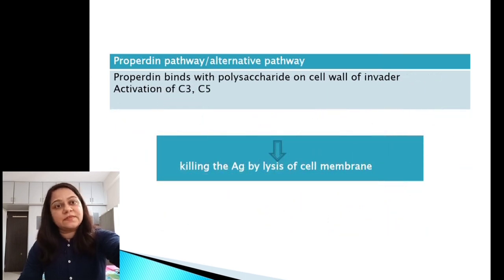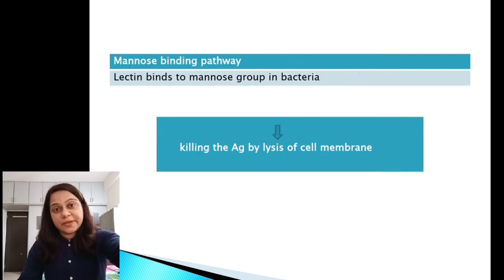Then the properdin pathway or alternative pathway. Here properdin binds with polysaccharides on the cell wall of the invader and causes activation of complement 3 and 5. This causes killing of the antigen by lysis of the cell membrane. Mannose binding pathway. Here lectin binds with the mannose group in bacteria and so causes killing of the antigen by lysis of the cell membrane.